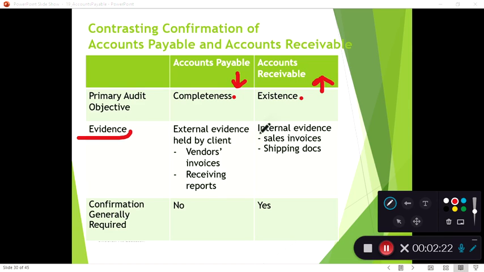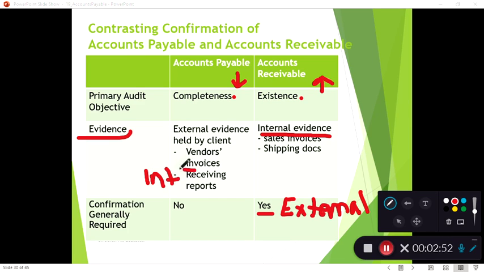So accounts payable, the client is generating an invoice, the client is generating the shipping documents, and so that's all internal evidence, right? And so because of that, we really want to be able to go out and get some external evidence in terms of a confirmation, right? And so that's going to help me. For accounts payable, the evidence that we have, some of it is internal, and actually I need to fix that. The receiving report is internal, okay? But invoices, vendor statements, right? That's external evidence that our client has.